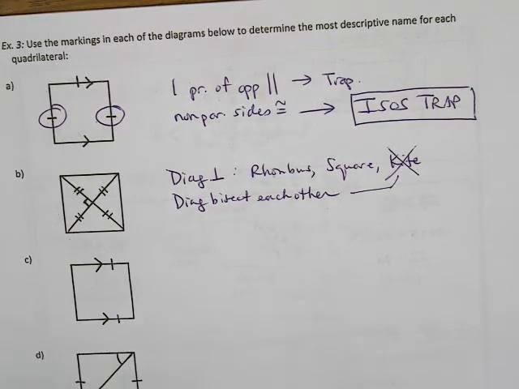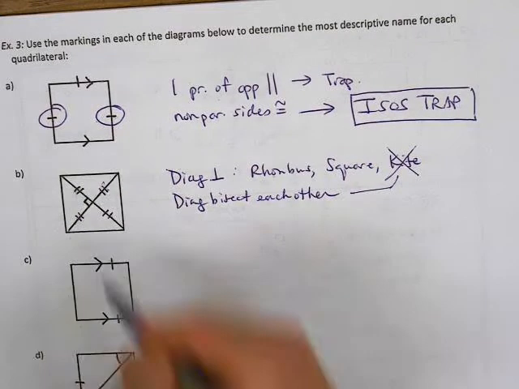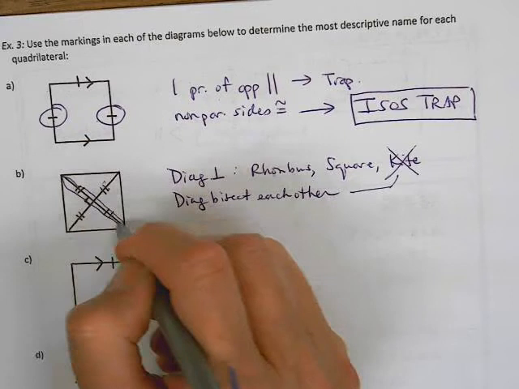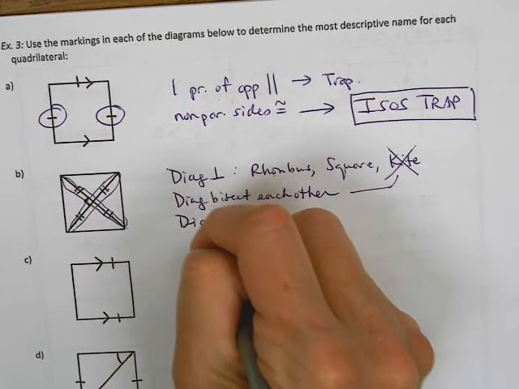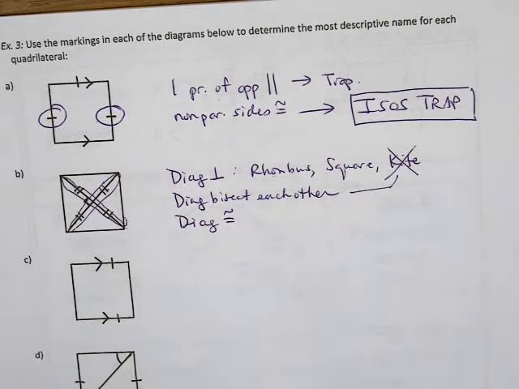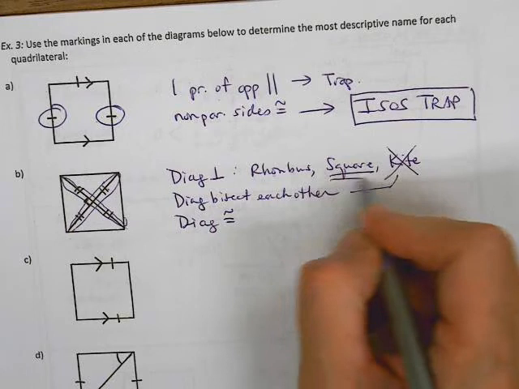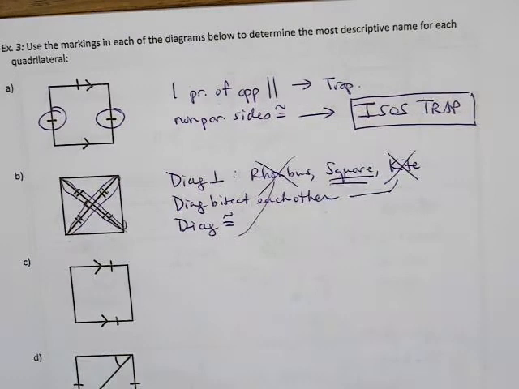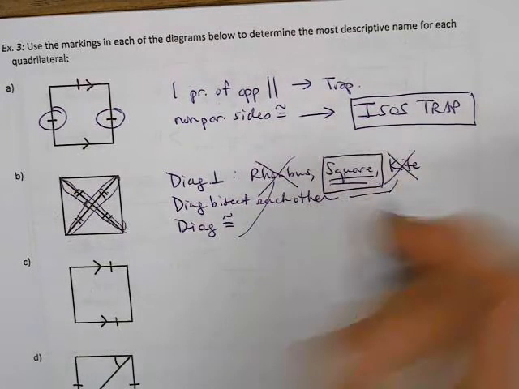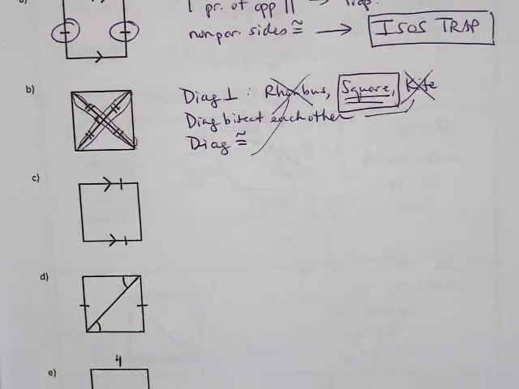Think about these markings. All four of them are congruent. So doesn't that mean if I added that this whole diagonal would be congruent to this whole diagonal? So the one that's kind of hiding is that the diagonals are congruent. Well, which one of these has congruent diagonals? It would have to be the square. So congruent diagonals rules out rhombus, and I'm left with a square. So that's how we're going to kind of use these properties. That was a trickier one.